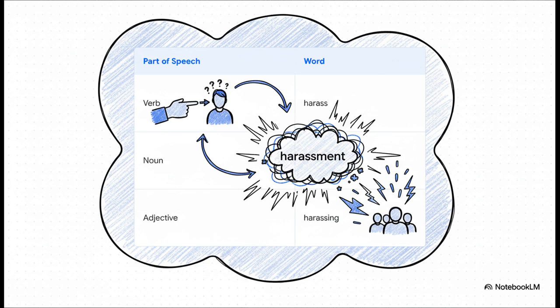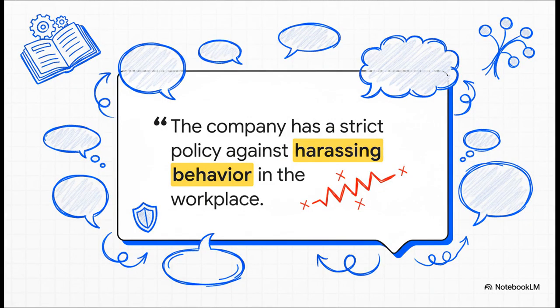If you harass someone, that's the verb, the action. The act itself is called harassment, that's the noun. And if you want to describe that kind of behavior, you'd call it harassing behavior, and that's the adjective. You see that? By knowing the family, you've instantly tripled your vocabulary on this one concept. It's powerful stuff. And here's a perfect real-world example. Harassing behavior is what we call a collocation, words that just naturally go together. This sentence shows you exactly how you'd use that adjective form in a totally normal conversation.